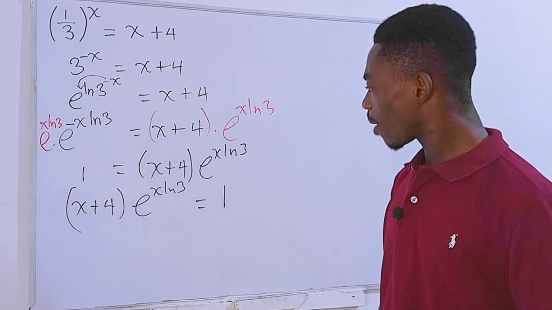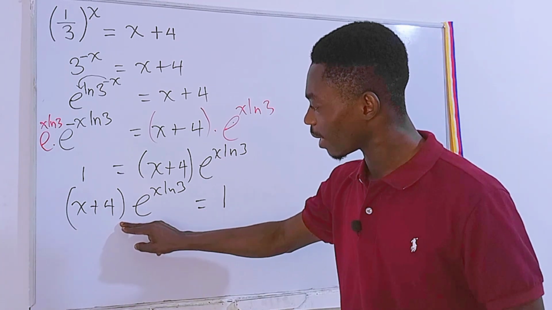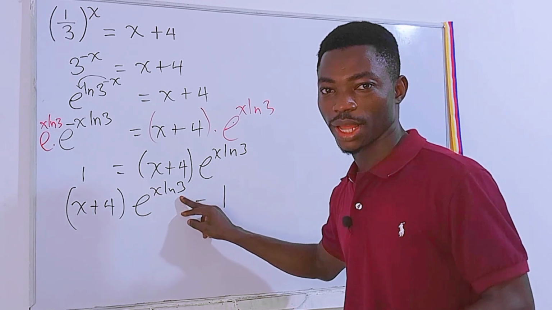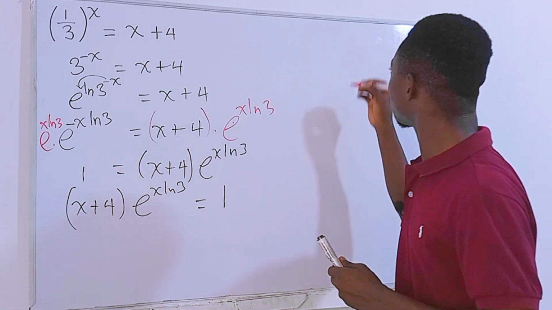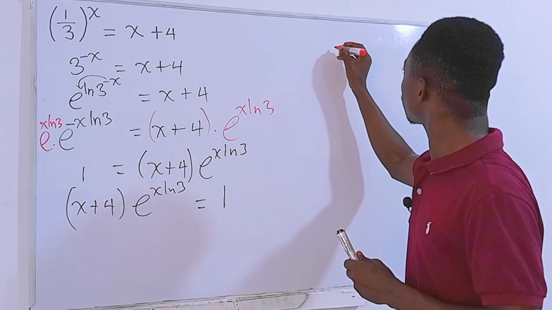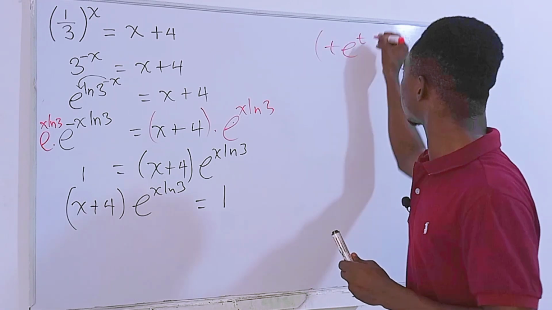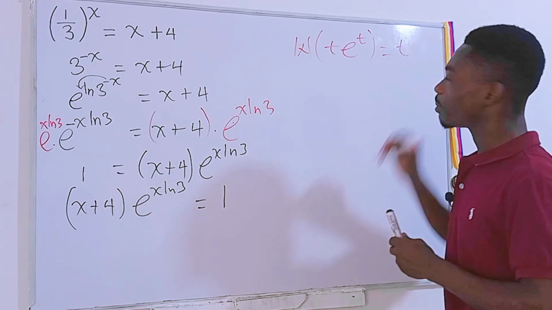Cool. Now, the next step is that I would like to make the leading coefficient right here the same as the power right here, so that I can use what is known as the Lambert W function. Note this, Lambert W function operates this way. If you have maybe t e to the power t, if we take the Lambert W function on this one, we will still be getting our t back.